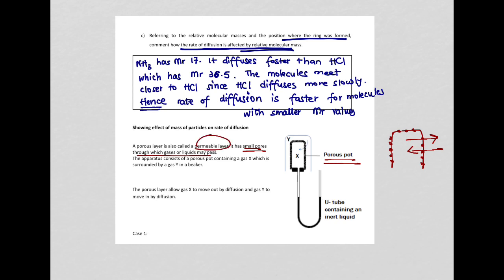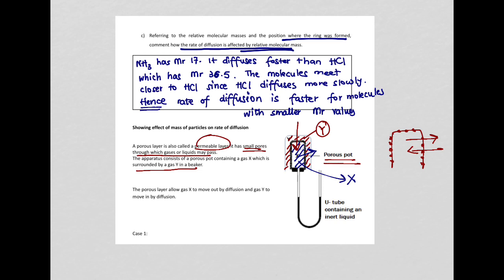Now, this experiment consists of a porous pot which is surrounded by a beaker, and inside the beaker you have gas Y. So you have gas Y in red here, and then you have another gas X that I'm showing in blue, which means that gas Y will be able to get inside the pot while gas X will be able to go outside the pot.